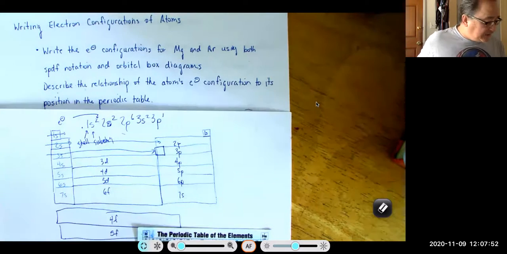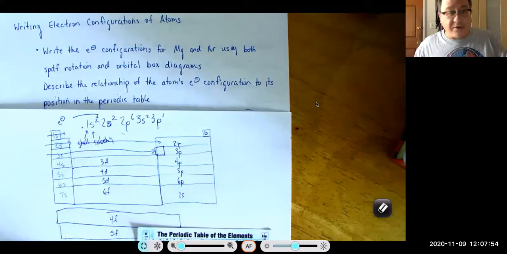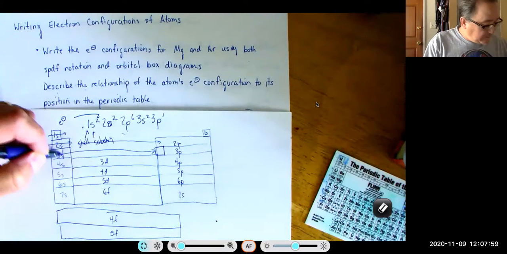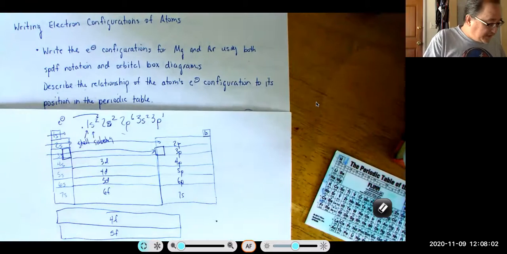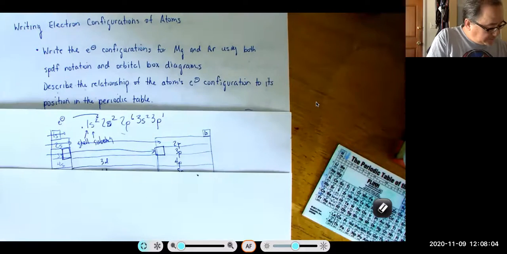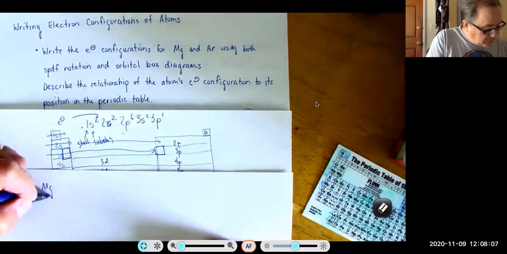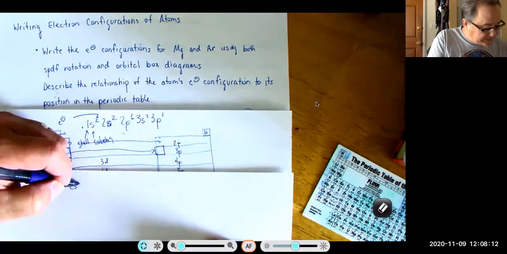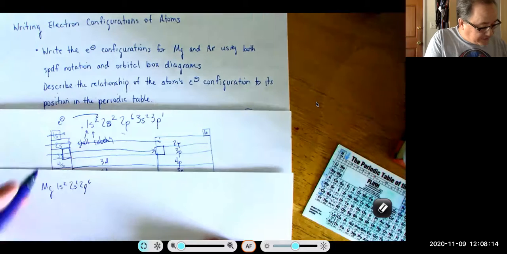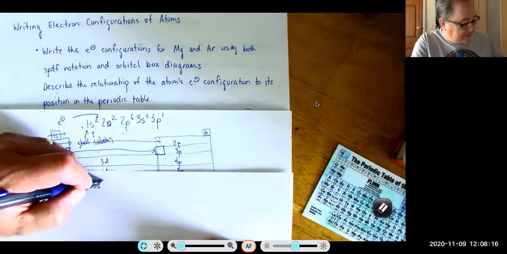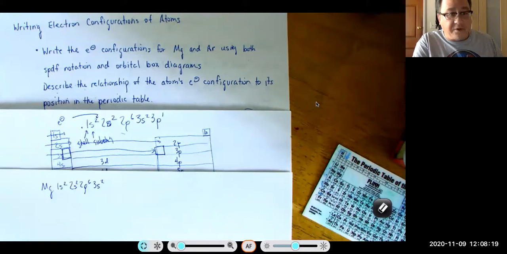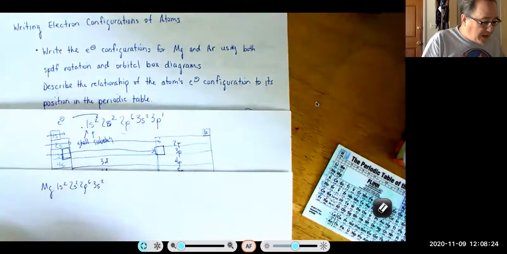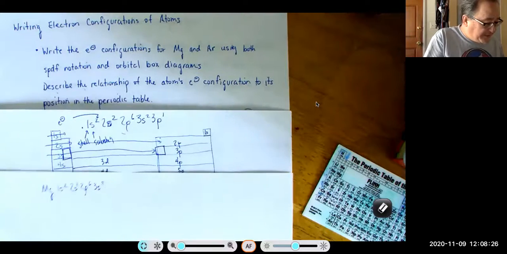Okay, so using this idea here, let's get the electron configuration of magnesium. So magnesium is right here. And reading across, you get for magnesium 1s2, 2s2, 2p6, and then 3s2. And there's your electron configuration of magnesium.